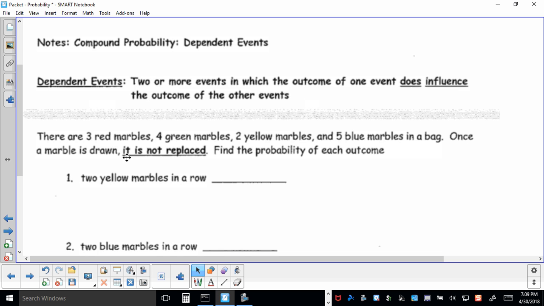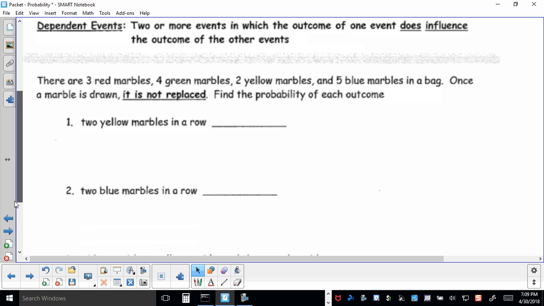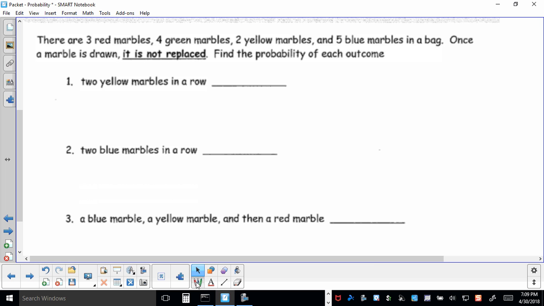So in our first example, we have 3 red marbles, 4 green marbles, 2 yellow marbles, and 5 blue marbles. Once a marble is drawn, it is not replaced. Find the probability of each outcome. So the first thing we need to do is add the number of marbles we have, which is 7, 10, 14 marbles.